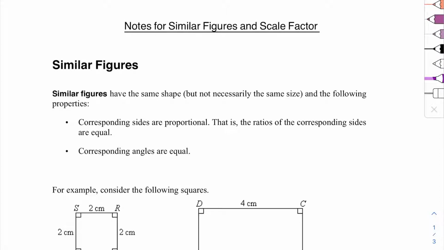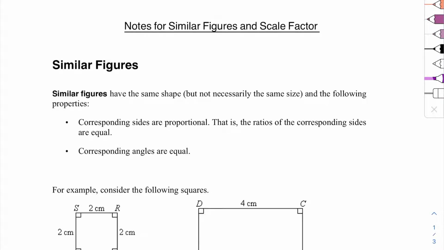Similar figures are figures that have the same shape, but not necessarily the same size. They will also have the following properties. Corresponding sides will be proportional. That is, the ratios of the corresponding sides are equal. To elaborate on that, if one pair of sides from one shape to the other increases by a factor of 2 or 3 or 2.5, whatever the scale factor is, then all of the other pairs of sides will increase by that same scale factor.